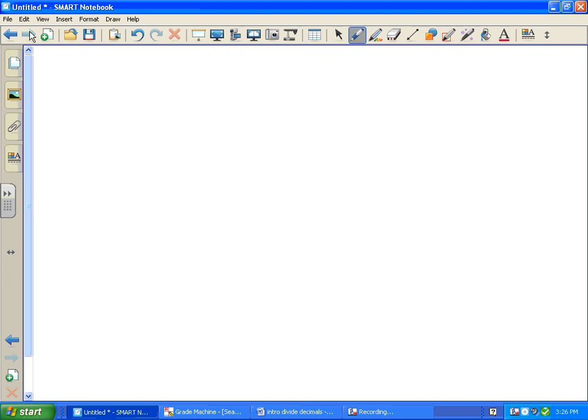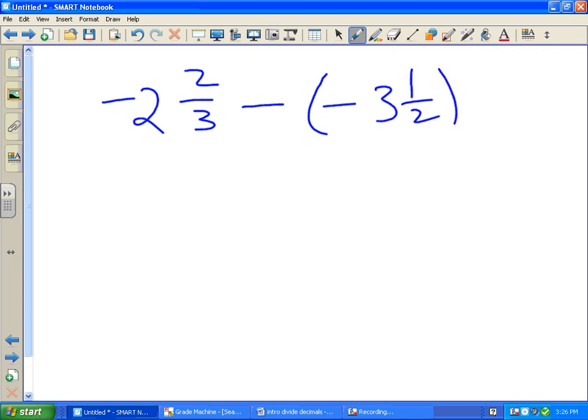So the question again is negative 2 2/3 minus negative 3 1/2. Well, step one's still the same. Consider minus a negative as add a positive. Add the opposite. Step two, however, is also still the same. Change to a common denominator, but this time leave the whole number and fraction parts separate.